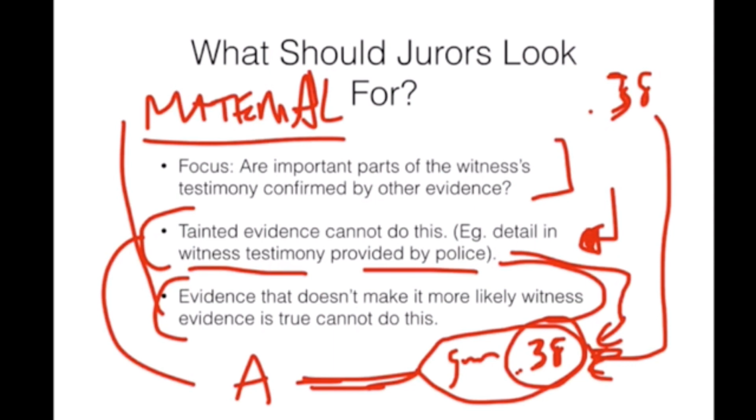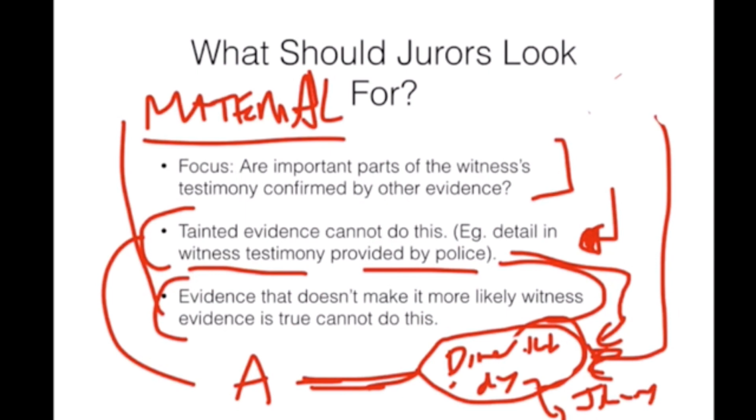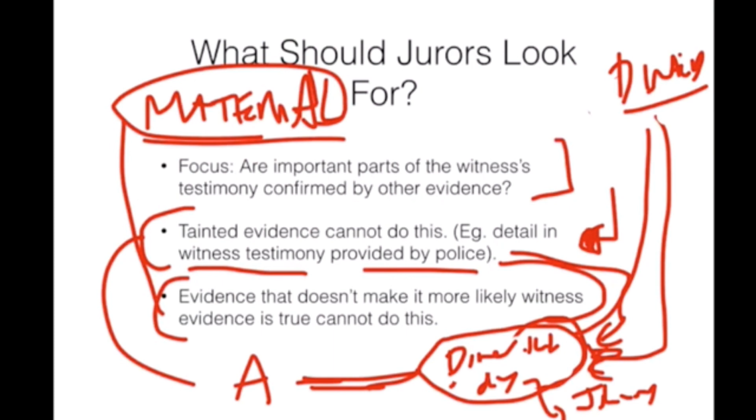I'll give you an example of an incidental detail. Let's say A says, I went to the diner that day, and then an hour later, I met with Johnny, and Johnny went on to kill this guy. Okay, if he can provide a receipt saying he went to the diner, that's corroborating evidence of his story, but not corroborating of anything that's material to his story. That's just an incidental detail that does absolutely nothing, and that is not a confirmatory type of evidence that can be used by jurors to convict.